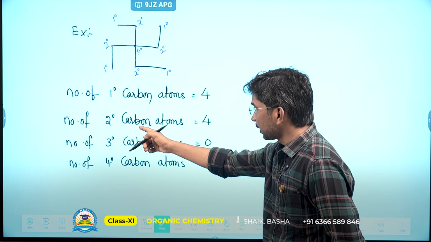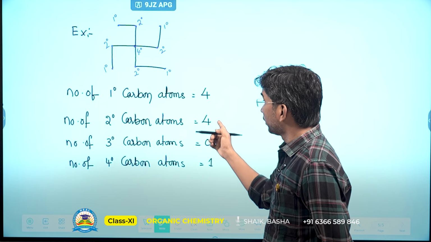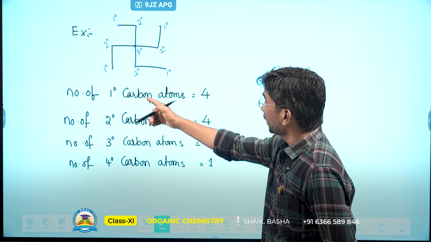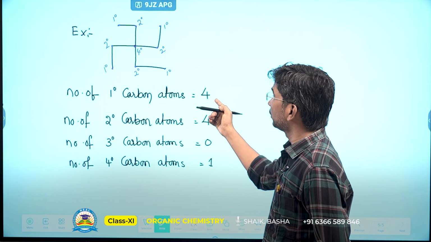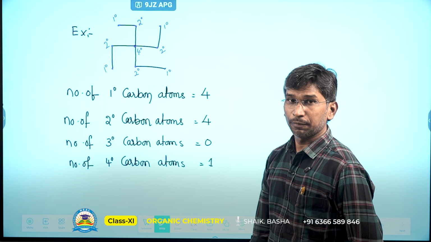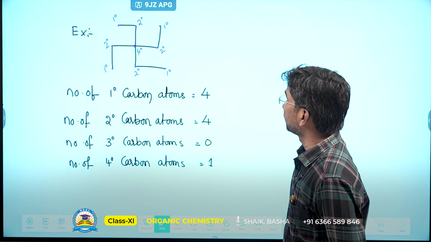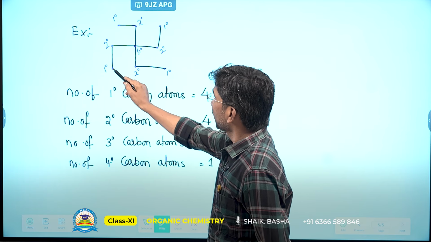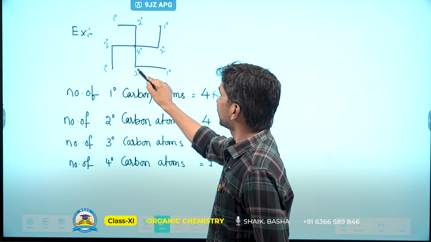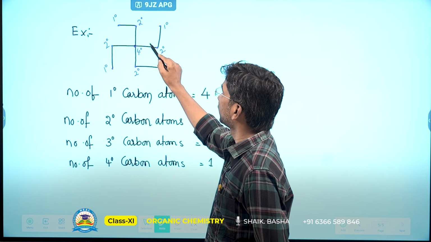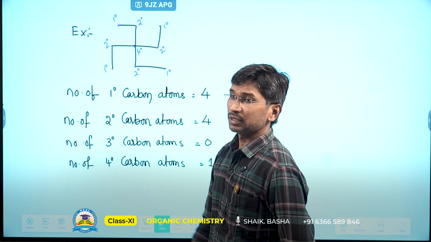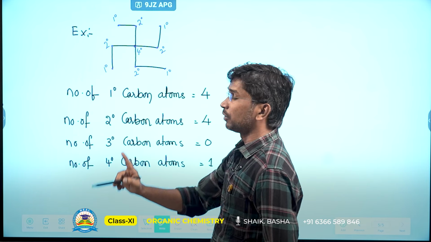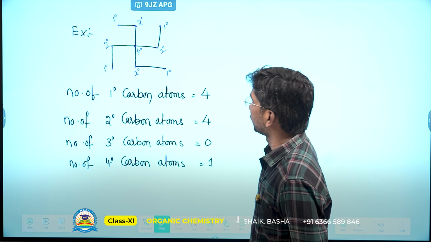Here secondary carbon atoms, how many? 4. We can identify types of secondary carbon atoms. Primary carbon atoms are 4. Here also that question is valid. Types of primary carbon atoms, question is valid. Then shall we identify number of primary carbon atoms? This primary is connected to secondary, this primary is connected to secondary, this primary is connected to secondary, this primary also connected to secondary. So all primary carbon atoms are same. That's why only one type of primary carbon atoms are possible.